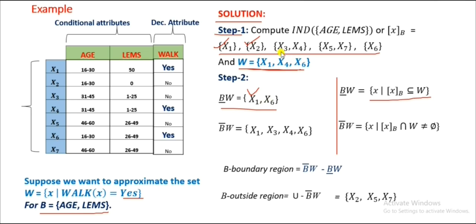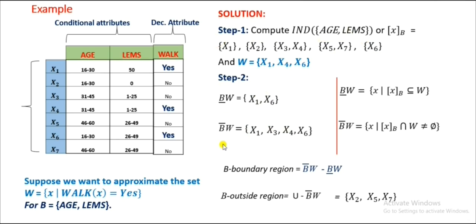Next, X3 and X4, or this particular equivalence class. Is it a subset of W? No, because we don't have X3 in W. We have X3 here, we don't have X3 in W. So this equivalence class is not included in the lower approximation. The next indiscernibility relation is X5, X7. Is it a subset of W? No, again. So it is not included in the lower approximation. The last one is X6. Is it a subset of W? Yes. So X6 is taken in the lower approximation. This is how we compute the lower approximation.